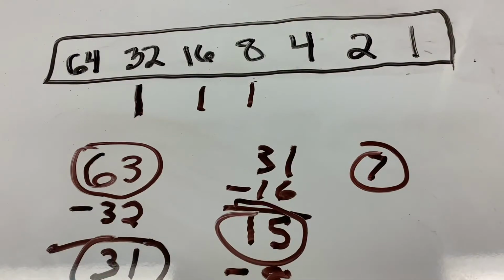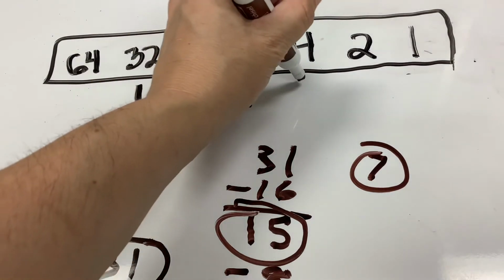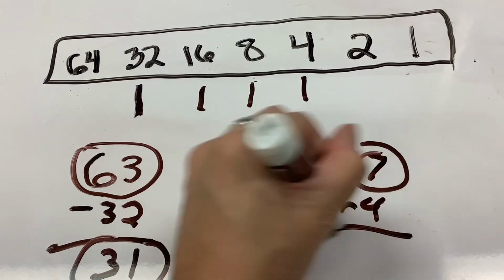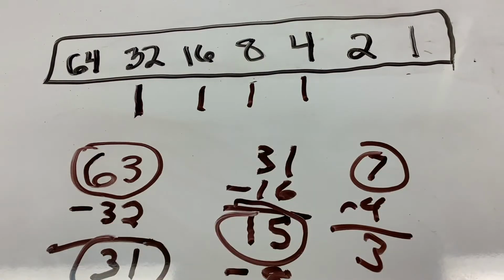Now, with 7, my next largest number I can use is a 4. So we're going to use the 4, put a 1 under it. Let's subtract 4. I'm left with 3. 3 is now my new magic number. 2 does go into 3. So I'm going to use the 2. I'll put a 1. And now with my 3 here, I'm going to subtract 2.